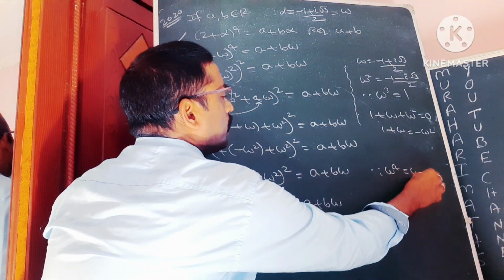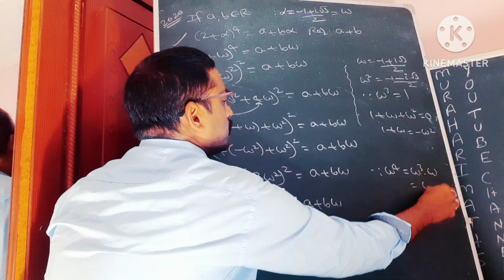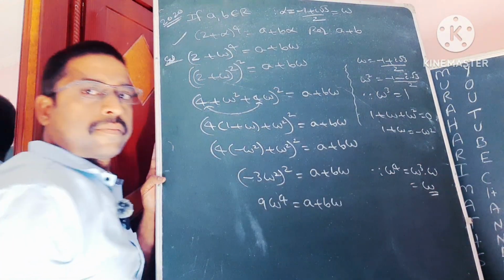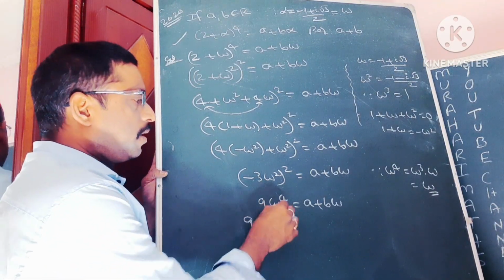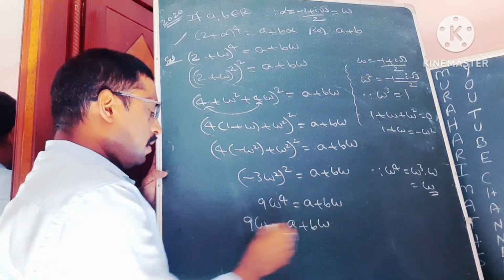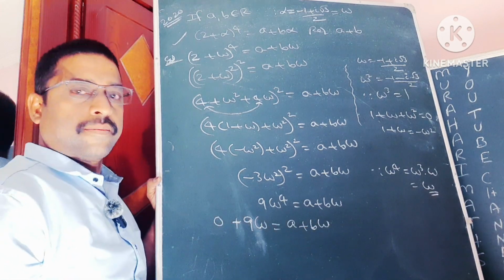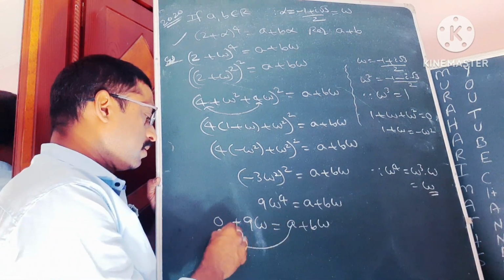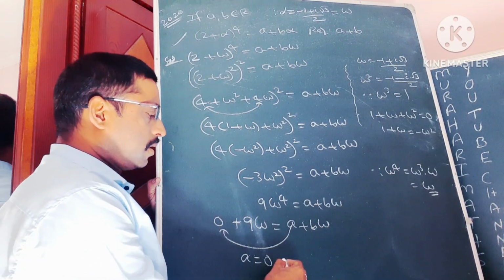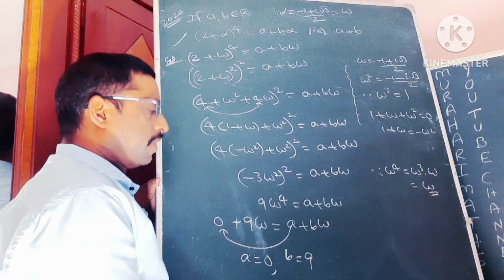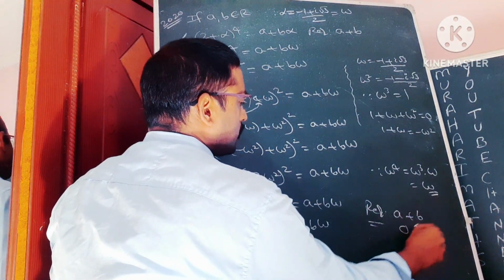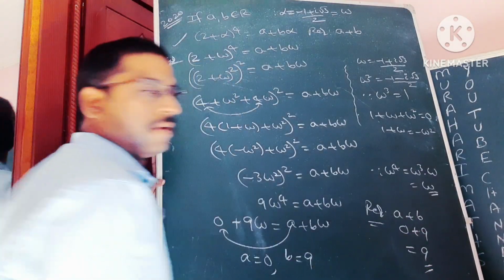Omega power 4 is equal to omega cube into omega, right? So this value how much? 1, and 1 into omega is omega. So right here 9 into omega power 4 is 9 omega, equal to a plus b omega. So 0 plus 9 omega right here. Now comparing constants on both sides, a is equal to 0. Comparing the coefficient of omega on both sides, b is equal to 9. So what is the requirement here? A plus b. So answer is 0 plus 9 is equal to 9.